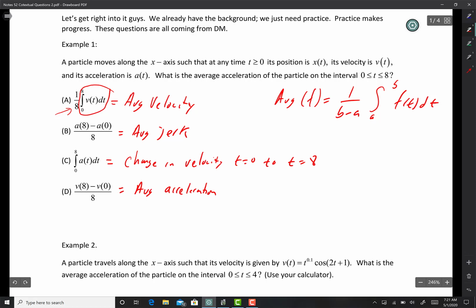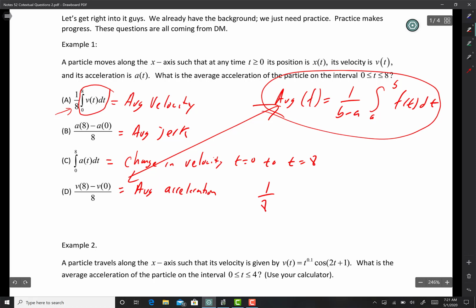And I know what you're saying. I can already see Chavez, he just said that this gives you average acceleration. Well, it does, guys. These are the same thing. So think about it. So if I write 1 over 8, 0 to 8 of a of t dt. Well, let's see, 1 over 8, and this right here is just going to give you your antiderivative. Acceleration's antiderivative is just v of 8 minus v of 0.